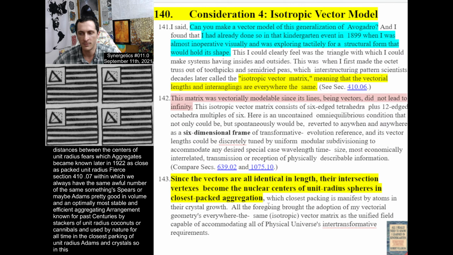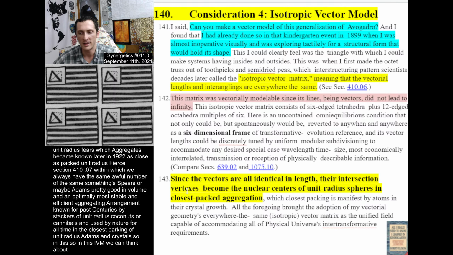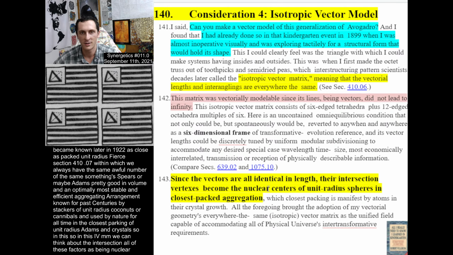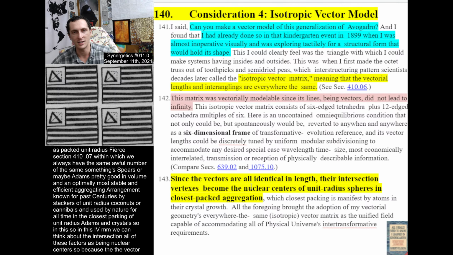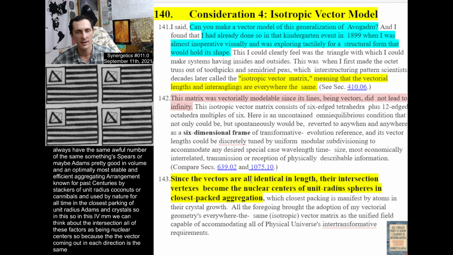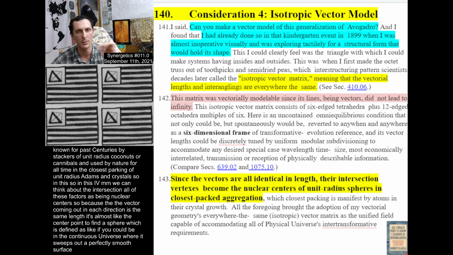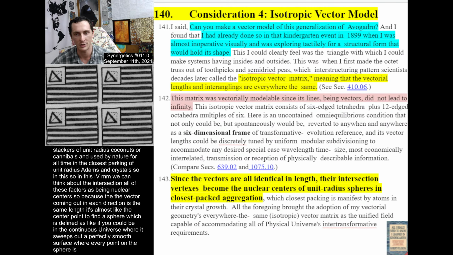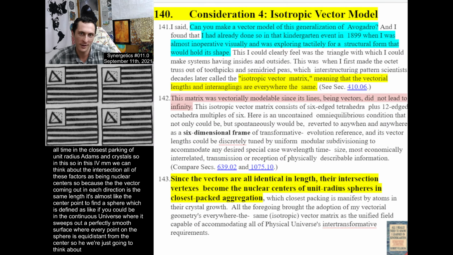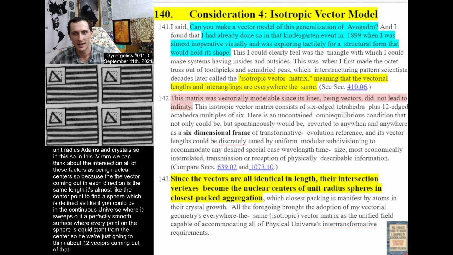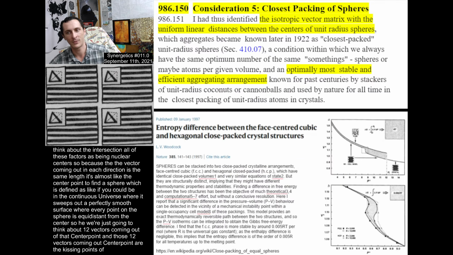So in this IVM, we can think about the intersection of these vectors as being nuclear centers. Because the vector coming out in each direction is the same length, it's almost like the center point defines a sphere, which is defined as, if you could be in the continuous universe, it sweeps out a perfectly smooth surface where every point on the sphere is equidistant from the center. So here we're just going to think about 12 vectors coming out of that center point. And those 12 vectors coming out of the center point are the kissing points of the spheres.